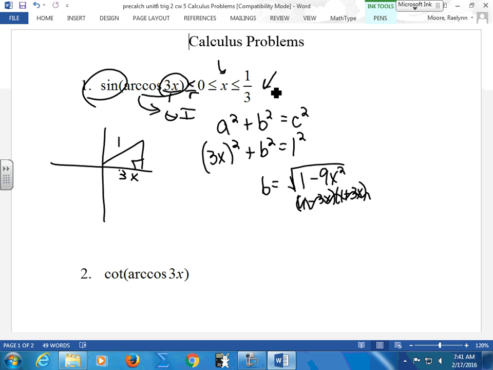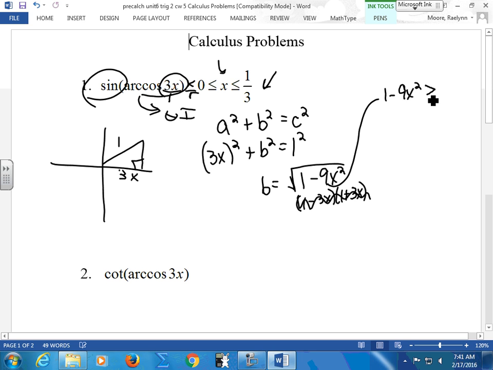Less than 0, can't be negative. So we take this out and we say this has to be greater than or equal to 0. This is where our domain restriction comes in. The process has not changed, we just made it look a little bit worse.